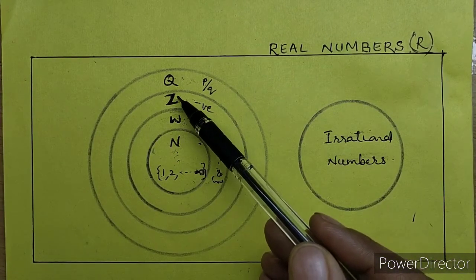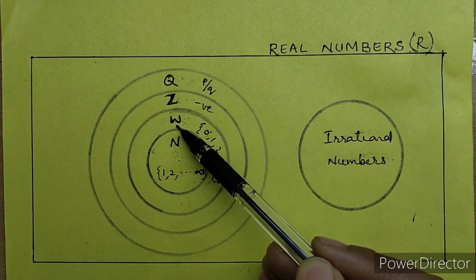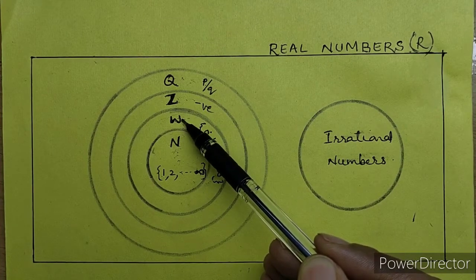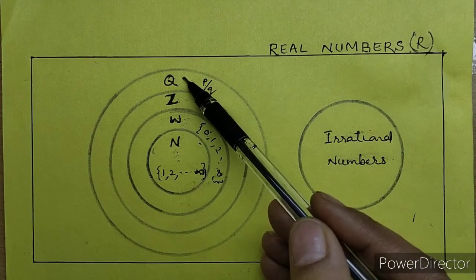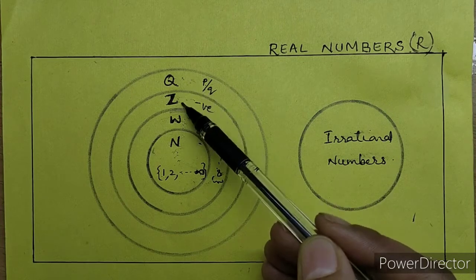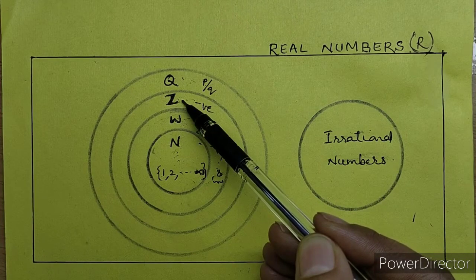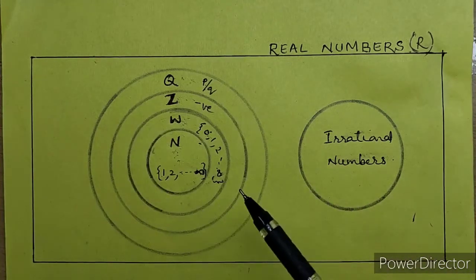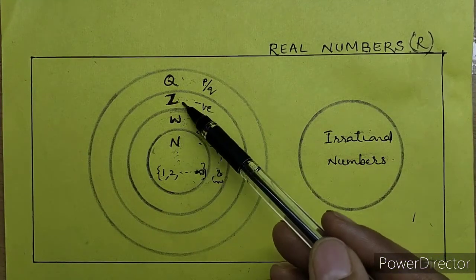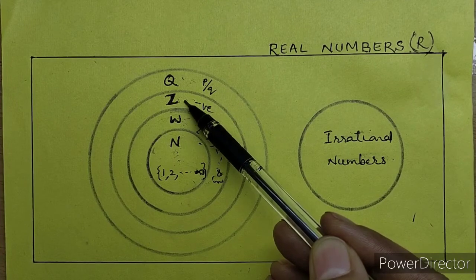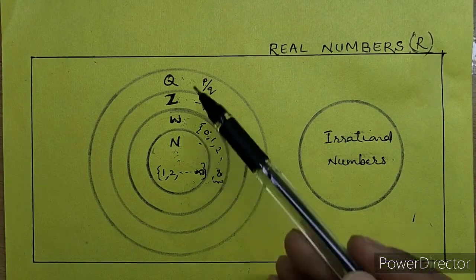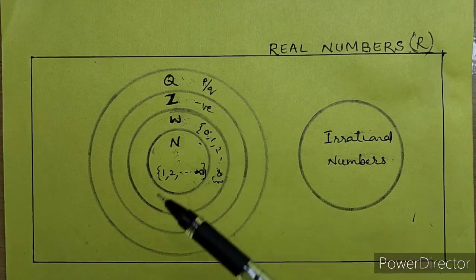But all the integers are not whole numbers, because negative numbers are not there in whole numbers. Similarly, all the rational numbers are not integers, because integers don't have fractions. Every whole number is an integer. It is true. Every whole number is a rational number also.